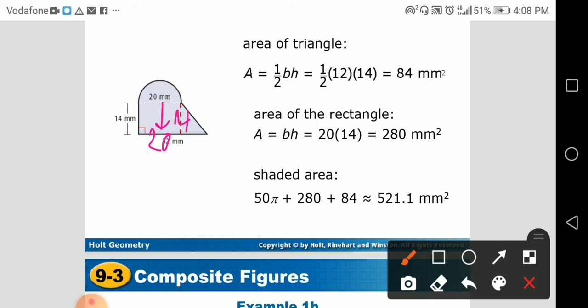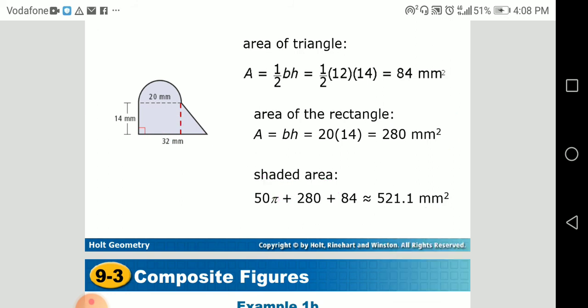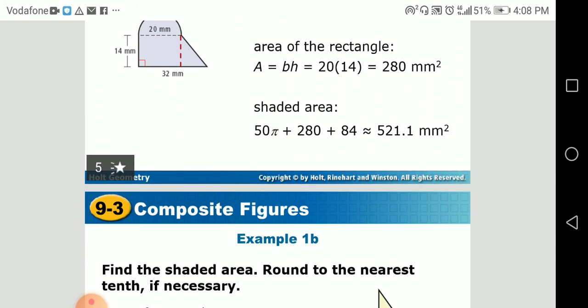Remember that? So you got 12 times what, guys? Times 14 gives you 280 millimeters squared. And this is very interesting, guys. So I'm going to add all the shaded areas, 15 pi plus 280 plus 84, by using my awesome calculators. So you got 521.1 millimeters squared. I know you are feeling good now.